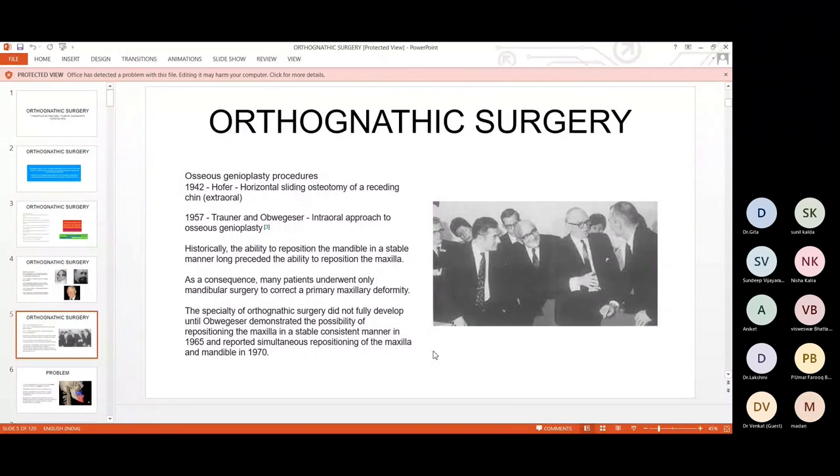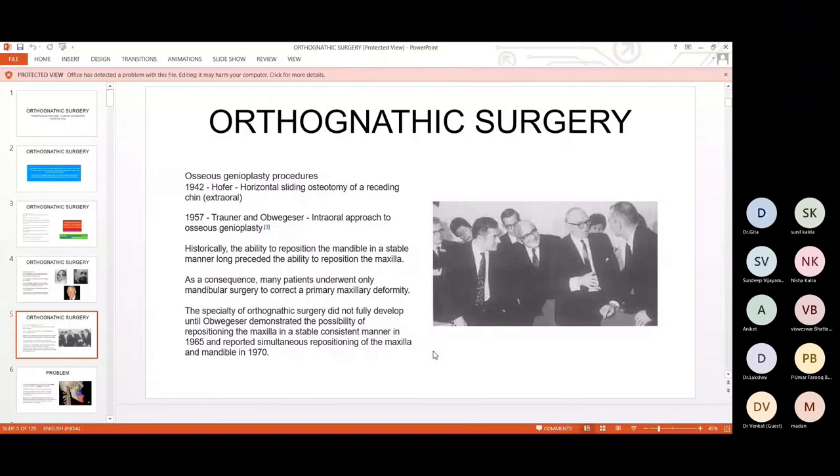a primary maxillary deformity. So think that, let us say, a person has maxillary hypoplasia, so a normal mandible looks prognathic. Instead of doing a maxillary advancement, they went ahead and did a mandibular setback. This is what I'm telling you. So as a consequence, many of these patients underwent only mandibular surgery to correct a primary maxillary deformity.